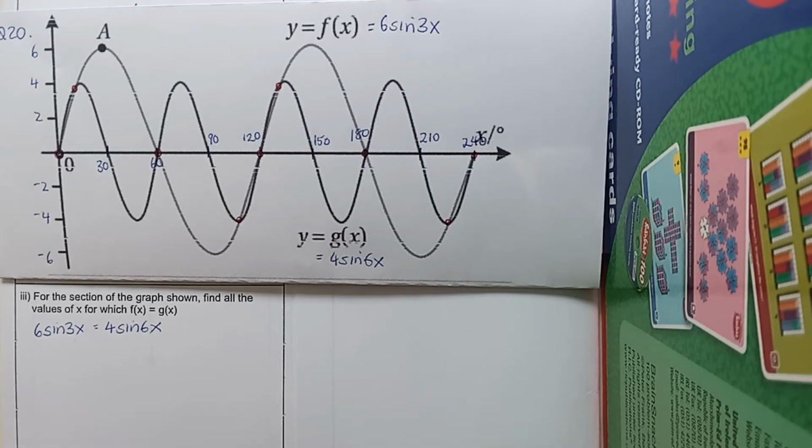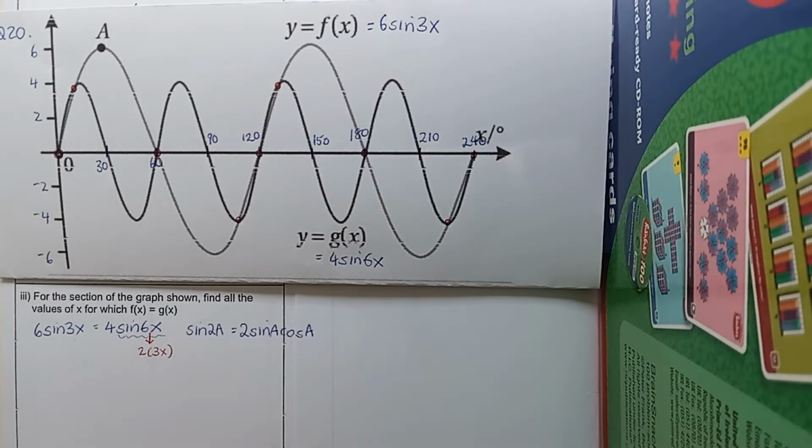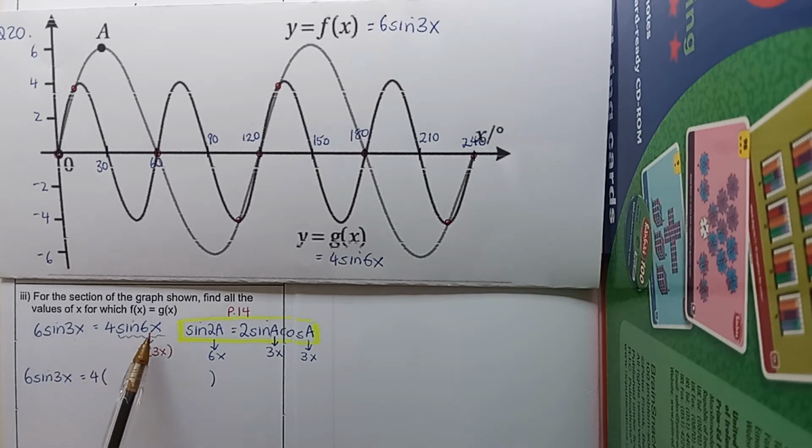So what I would like to do is change this sine 6x in some way to make some term that has 3x in it as the angle instead. Now, clearly 6x is twice 3x. So if I have a look at any of those sine 2a formulae, they could be useful for me to get my next step in my question. So I'm just making a note of that formula, that sine 2a equals 2 sine a cos a. And that's from page 14 in the log tables, with 2a being 6x and a being 3x. So I'm writing down my 6 sine 3x equals 4 times, and now I'm substituting in here for sine 6x.